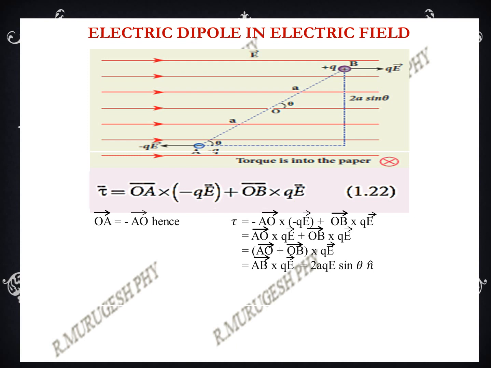How do you find the direction of a cross product? When you cross two vectors, the resultant can be known by Maxwell's right-hand corkscrew rule. How to find the direction? You rotate the screw from the first vector to the second vector. What's the first vector here? It's the AB vector. Second vector is the field vector. Now we are going to rotate the screw from AB vector to the field vector.